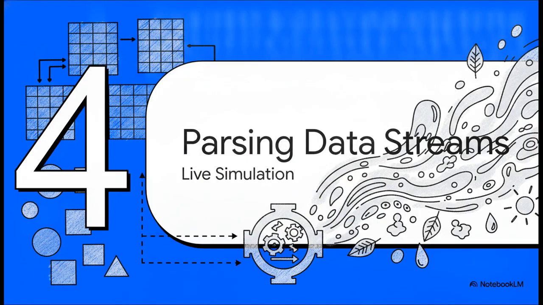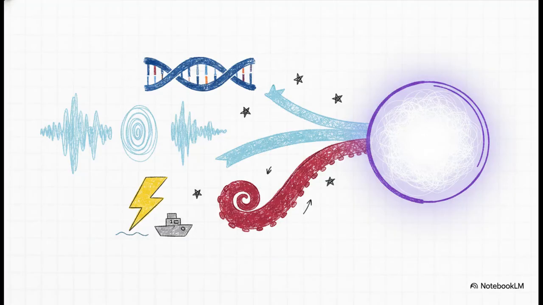Section 4. Parsing environmental data streams. Let's run a live simulation. So imagine we are standing right at the terminal, ready to inject a live environmental matrix stream into our Compute 7D matrix point function. We are feeding it parallel, multi-species vectors all at the same time.